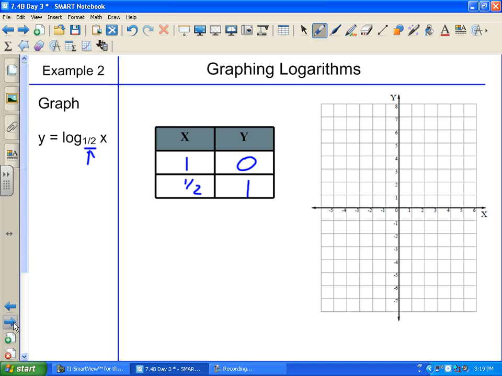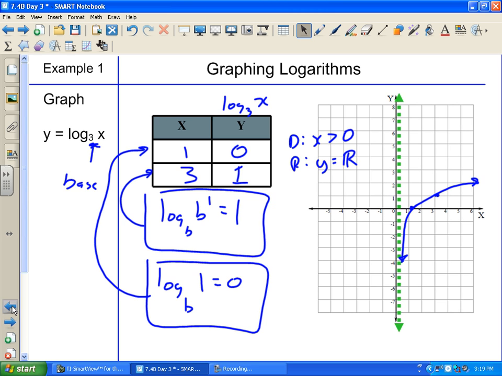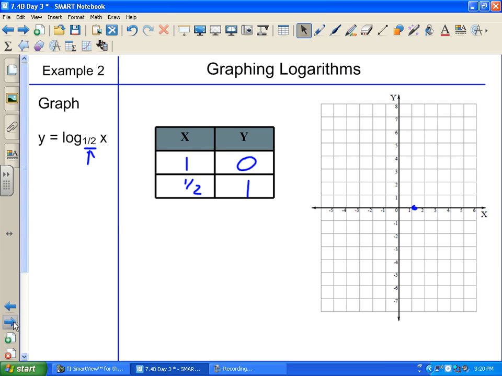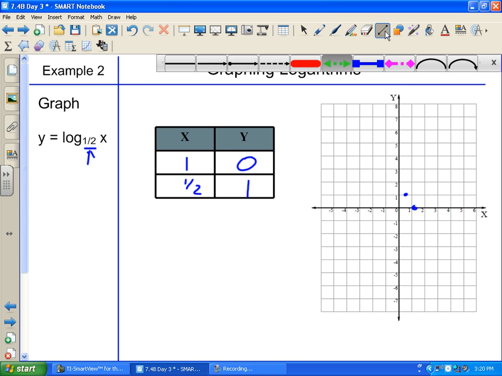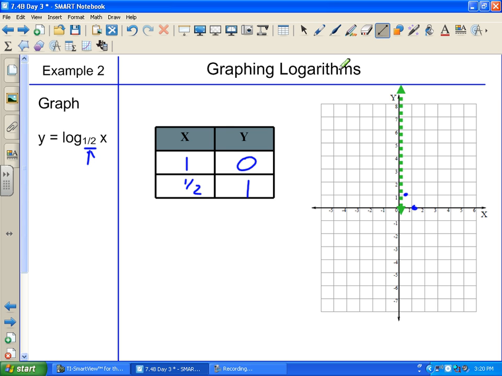Graph the coordinate 1, 0. Graph the coordinate 1/2, 1. Did I do something wrong here? Oops. What did I do? No, I'm good. We're good. 1/2, 1 is there. There's our asymptote. And we will connect the dots.